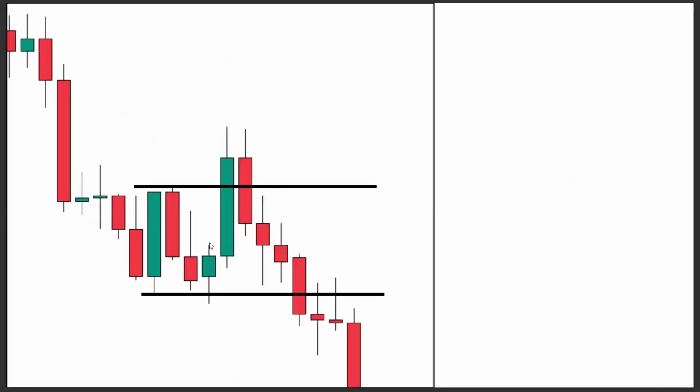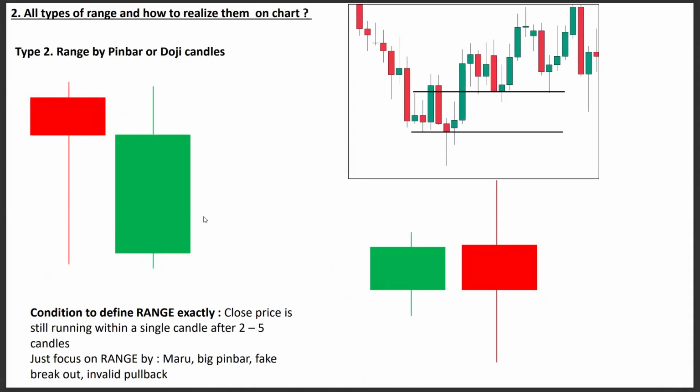So this is also a range. Marubozu candle. I see this candle opened here, closed here. This one opened here, closed here. Then this one came inside, opened and closed back here. Open here and close. This one came back inside again. So everything is happening: price is closing, closing, closing within this first candle. So this is another range.